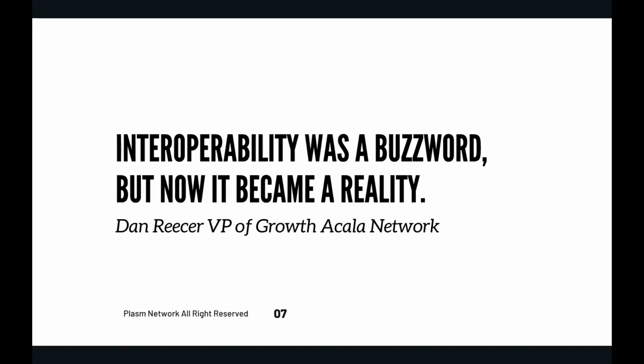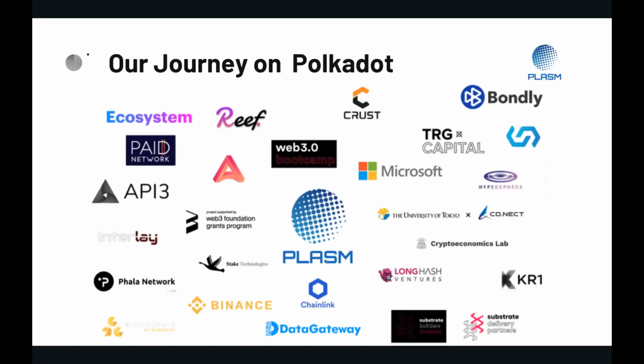Interoperability was a buzzword for a few years, but now it has become a reality. We are really excited to make it happen and use cross-chain message passing to make interoperable multi-chain decentralized applications on top of Plasm Network. Our ecosystem is getting bigger and bigger. We have partnerships with Microsoft, Akala, API3, LongHash, UC Berkeley, and obviously Chainlink. We have already used the Chainlink oracle on top of Plasm Network and also with our smart contract on Ethereum.